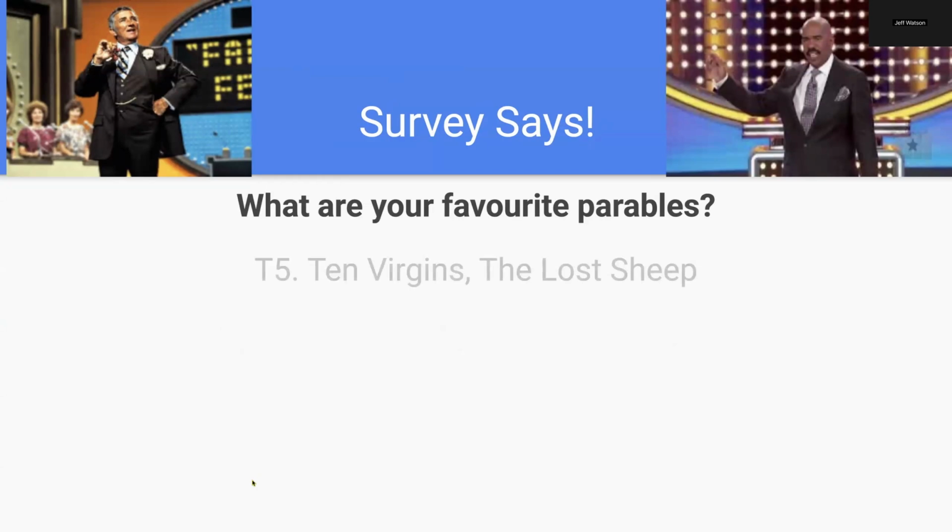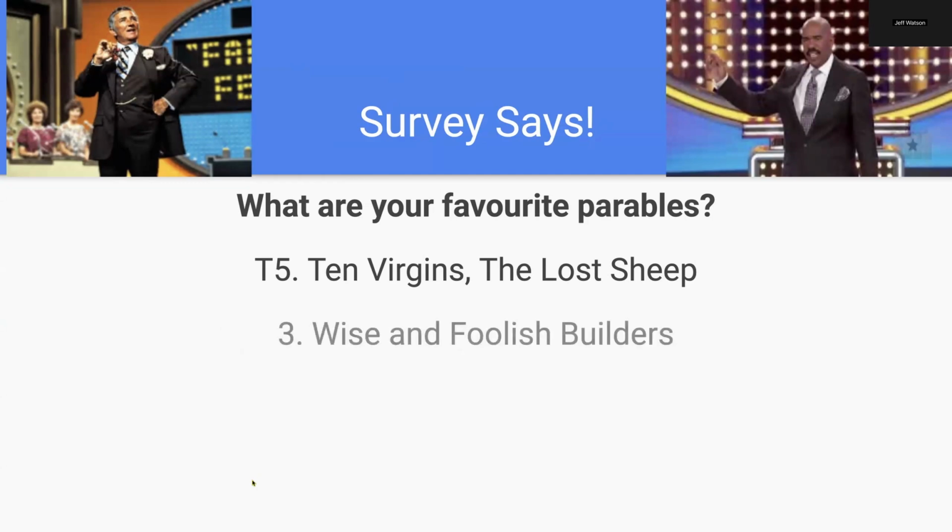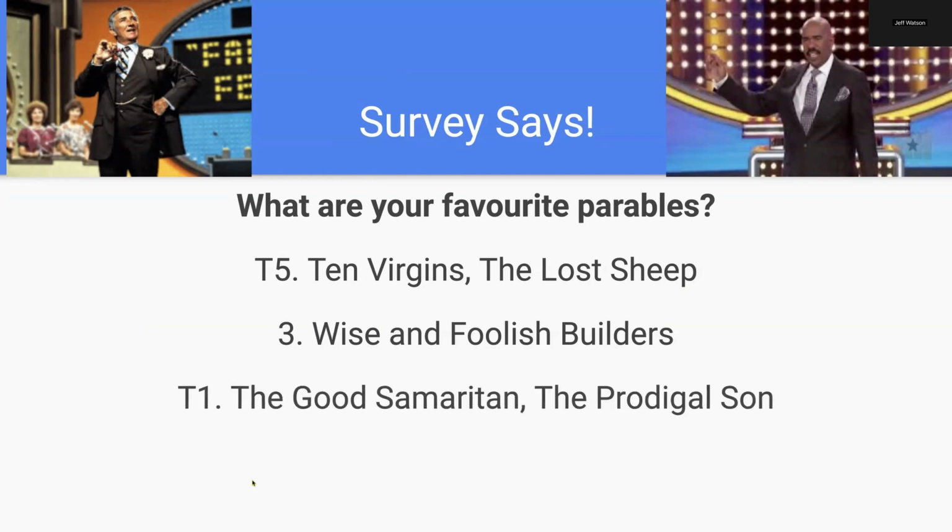What are your favorites? There was a 2-way tie for 5th, the 10 virgins and the lost sheep. Coming in at 3rd was the wise and foolish builders. And we had a 2-way tie for 1st. I'm going to give you a chance here to think for a second. What do you think the top 2 favorite parables are? They are the Good Samaritan and the prodigal son.